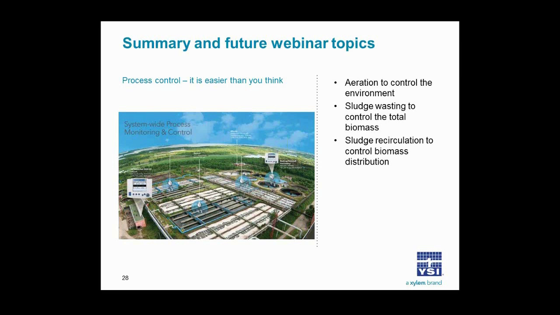Yes, keep them clean and clean them often. Question for you, Rob. How does excessive sludge age increase energy costs?